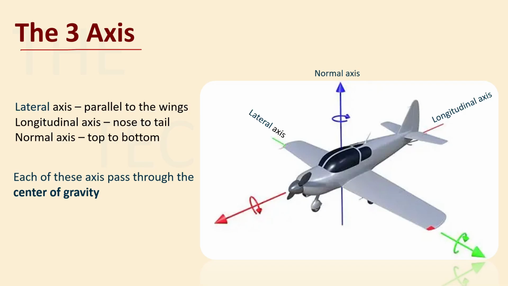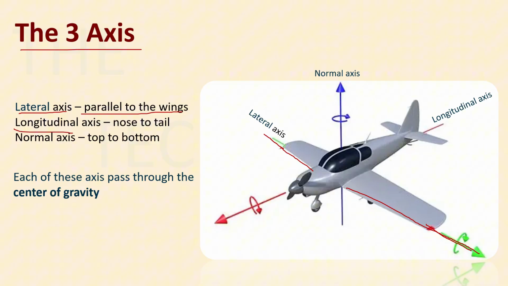So, what are these three lines? Firstly, we have our lateral axis. What is the lateral axis? The lateral axis is parallel to the wing. It is a straight line which is parallel to the wing. In this, you can see the green line going through the wing, coming out from here. This green line, which is parallel to the wing, is your lateral axis.